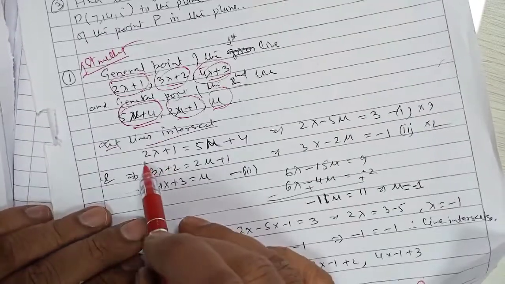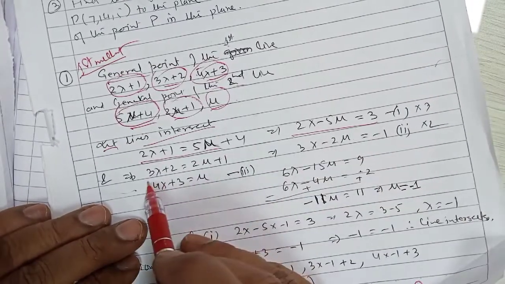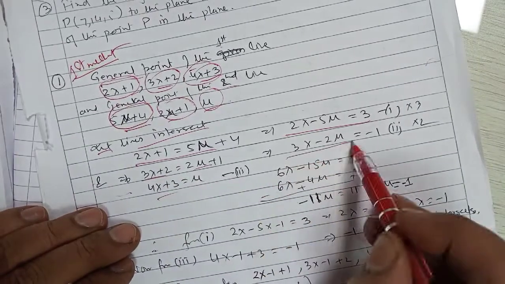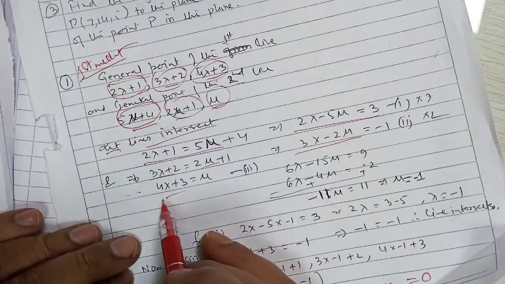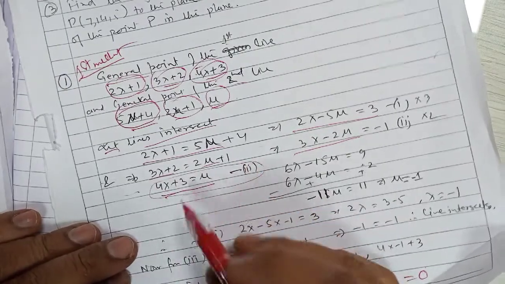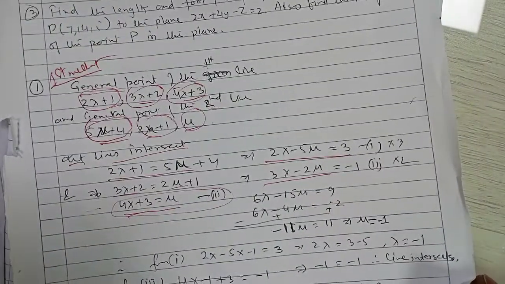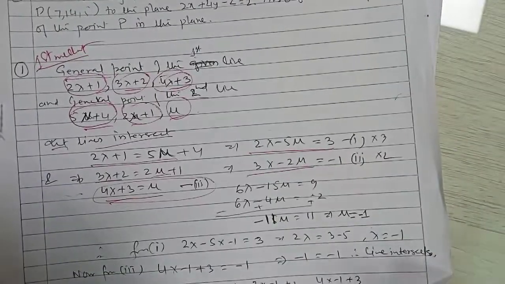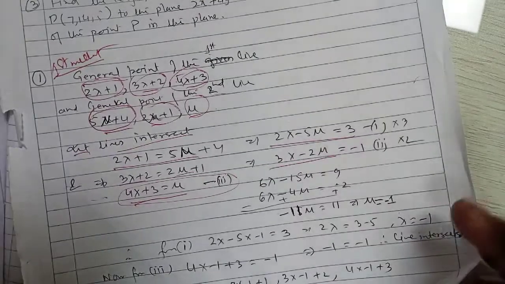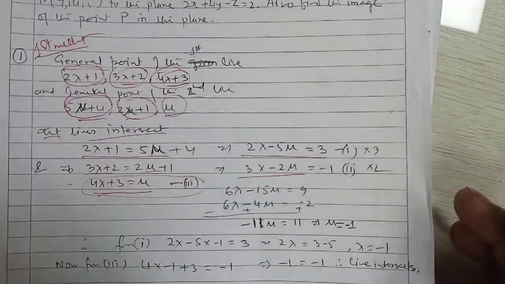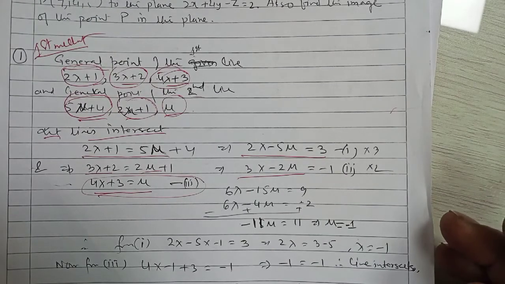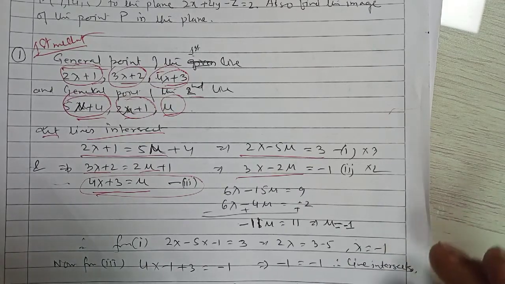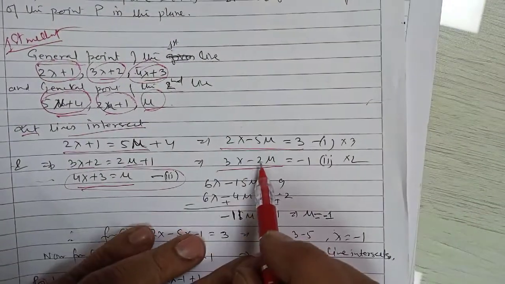By making the x coordinates equal we get one equation, by making the y coordinates equal we get another equation, and by making the z coordinates equal we get a third equation. We solve any two equations and get the values of lambda and mu, and put those in the third. If it is satisfying, the lines intersect, and by taking that lambda or mu, we get the point of intersection.